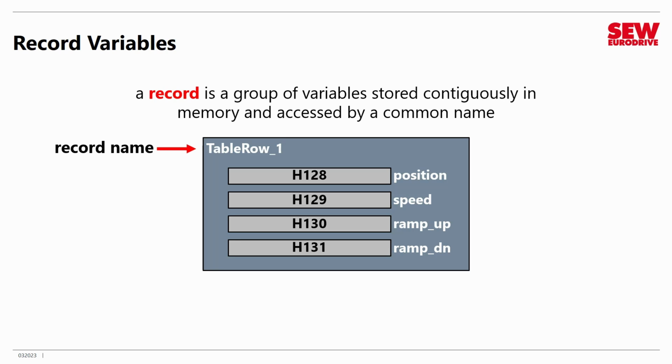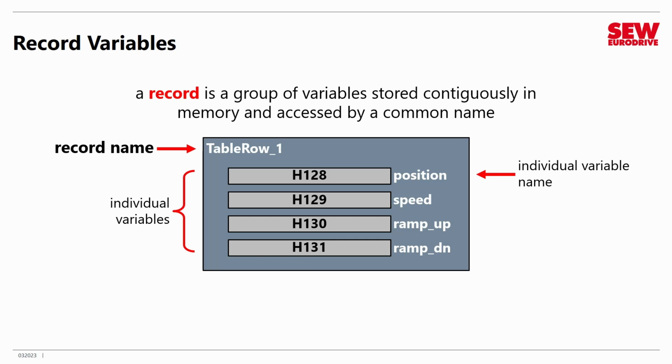So here's kind of the summary of the whole thing. We have the record name here. We have the individual variables that make it up. And then we have the individual variable names. So that is really what a record variable is. It's really a method of grouping together related information under a common name.